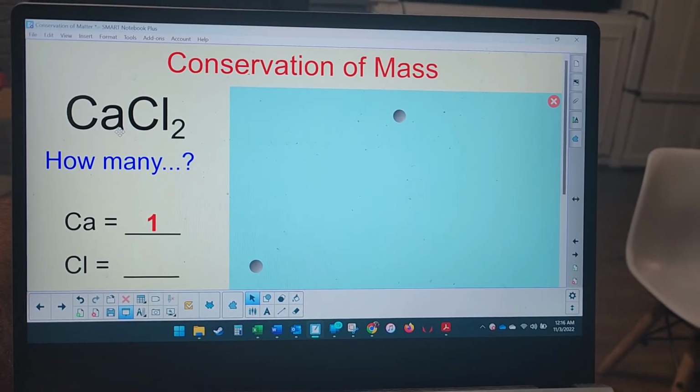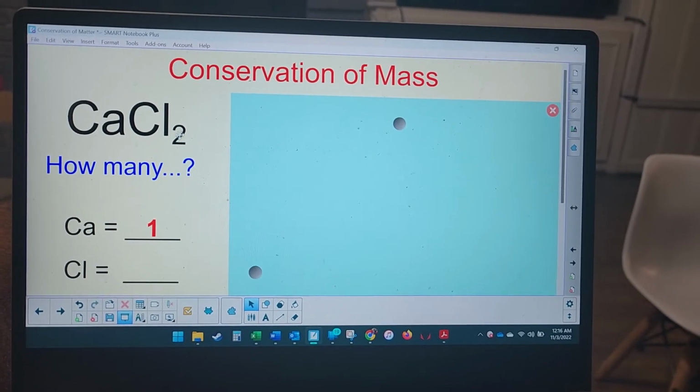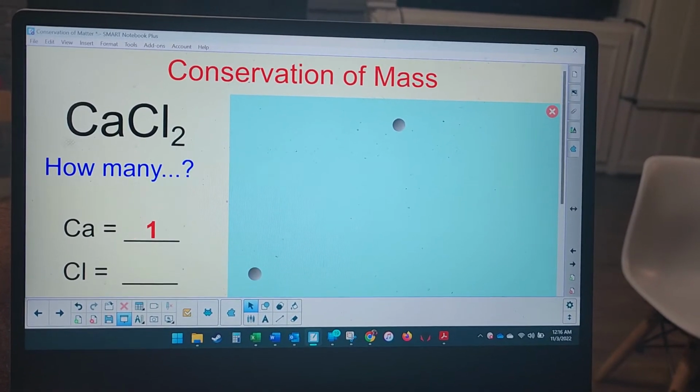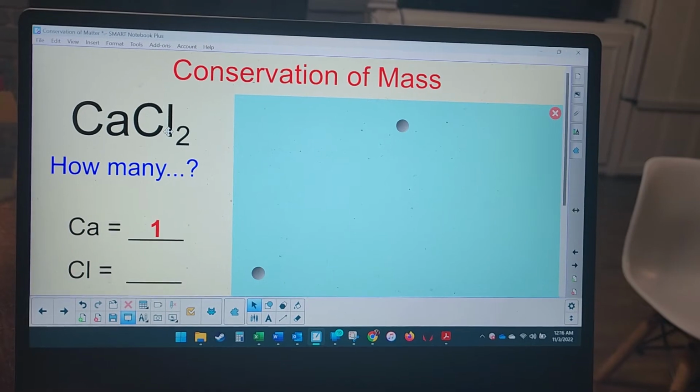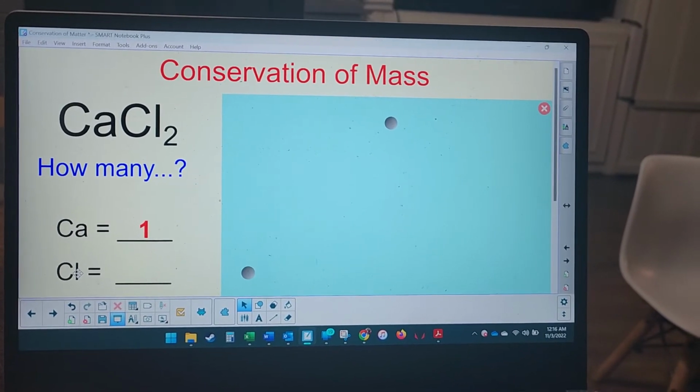1. That's just Ca. That 2 over here only applies to the chlorine. Okay, there are no parentheses here, so it only applies to the number right in front of it. Therefore, there are how many chlorines?